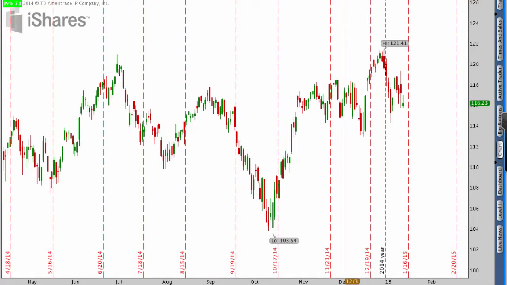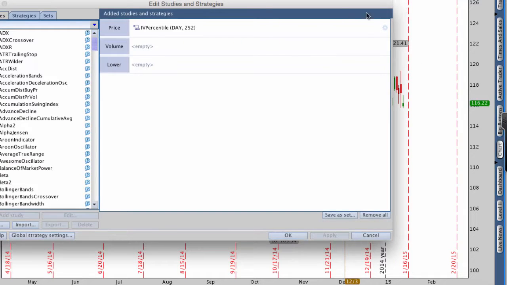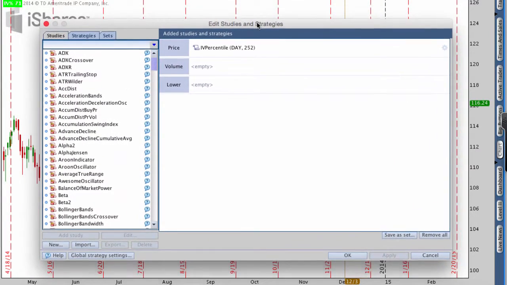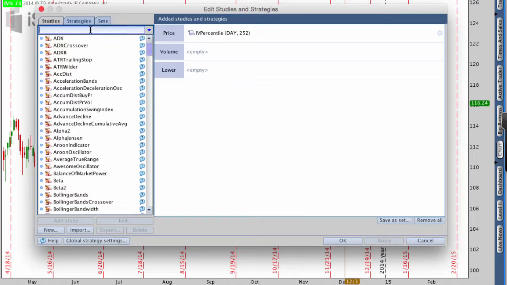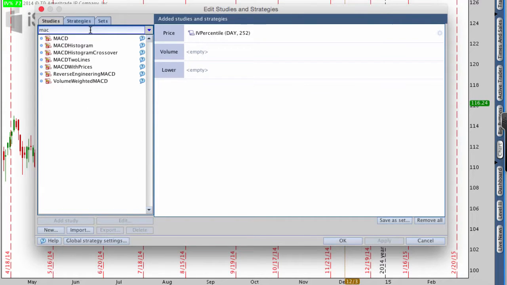So what I want to do first is go up to where it says studies, and I want to edit studies. You can see there's no studies on here right now, but I'm going to add a study. On the left, I'm just going to search for the first one, which is MACD. I want to use MACD 2 lines, and there's a bunch of different ones you can use: histogram, crossover, 2 lines, just regular MACD, but I like to use 2 lines.